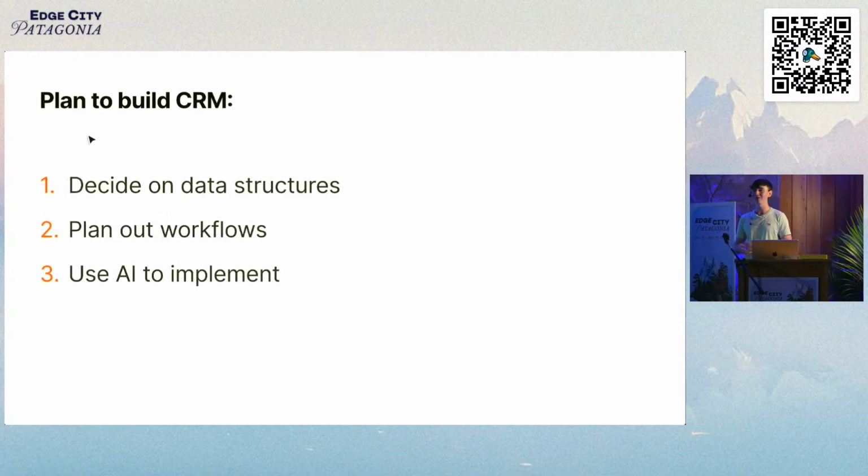Broadly speaking, I think there's a 3-step plan that I found really effective. The first is you want to decide on the data structures. The second is you want to plan out the workflows. And third, you want to use AI to implement. There have been loads and loads of talks over the past 2 weeks on how to use AI to code, so I'm not going to spend too much time on it here, but I'll go into it later. Even no-code or low-code tools are really effective as well.